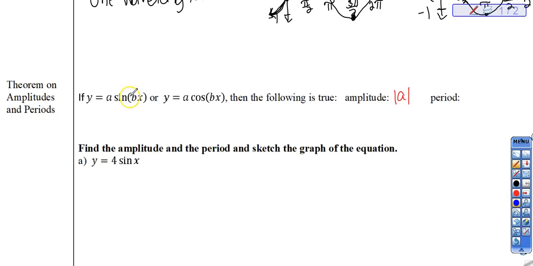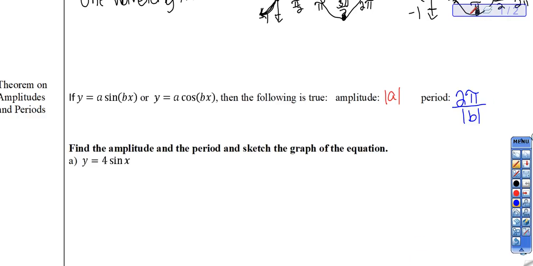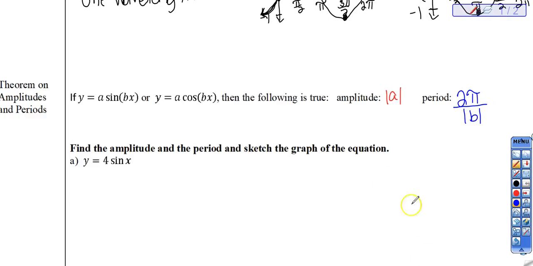Now the period of both of these functions, sine and cosine, is 2 pi, but you will be dividing it by the absolute value of b. And again, absolute value because you're measuring, in this case, a horizontal distance, and distance is always positive. So instead of multiplying times b, you're dividing by b, because the horizontal, you always do the opposite of what it says. Okay, so here we go.